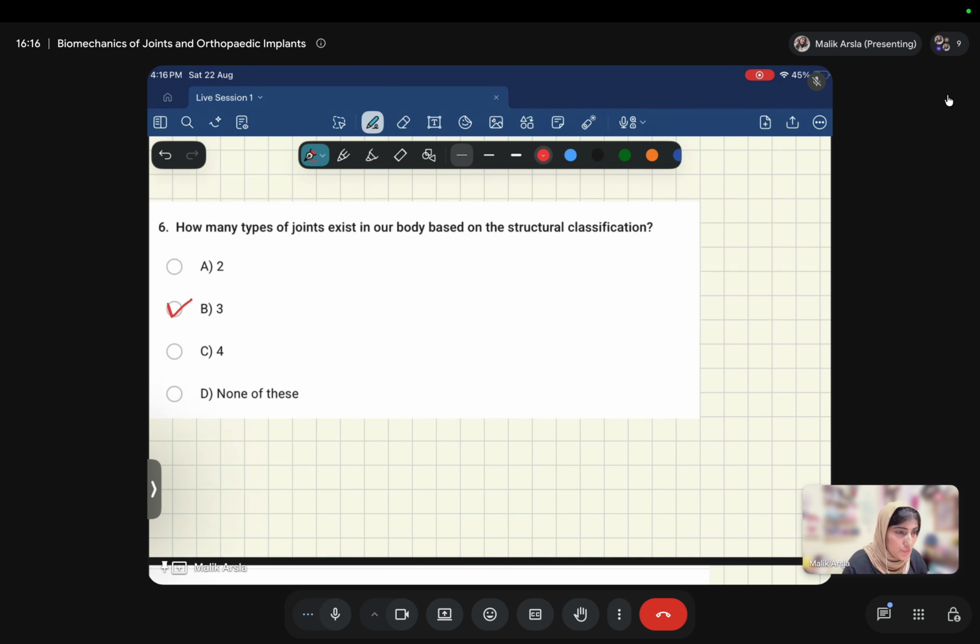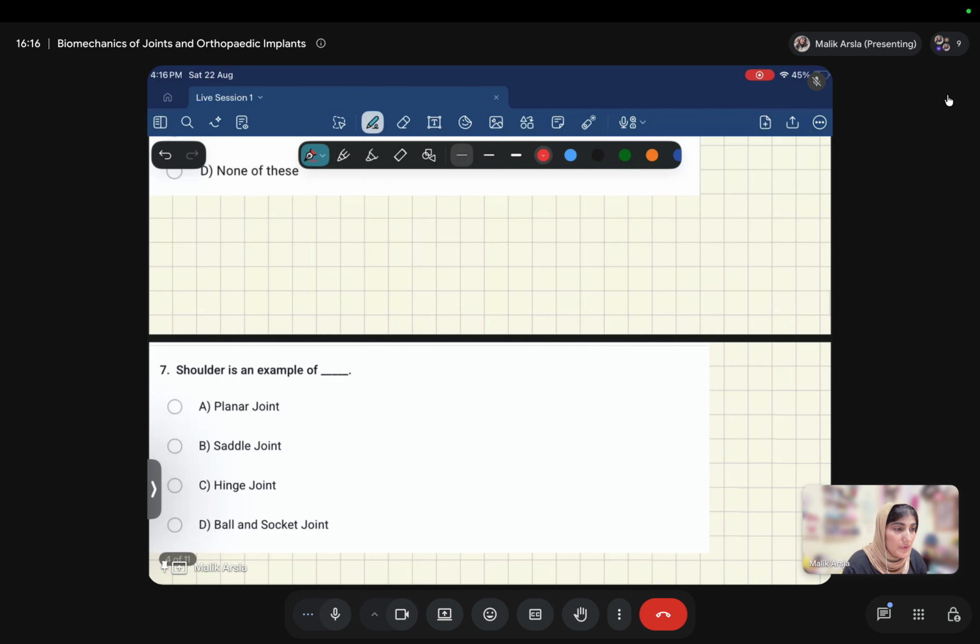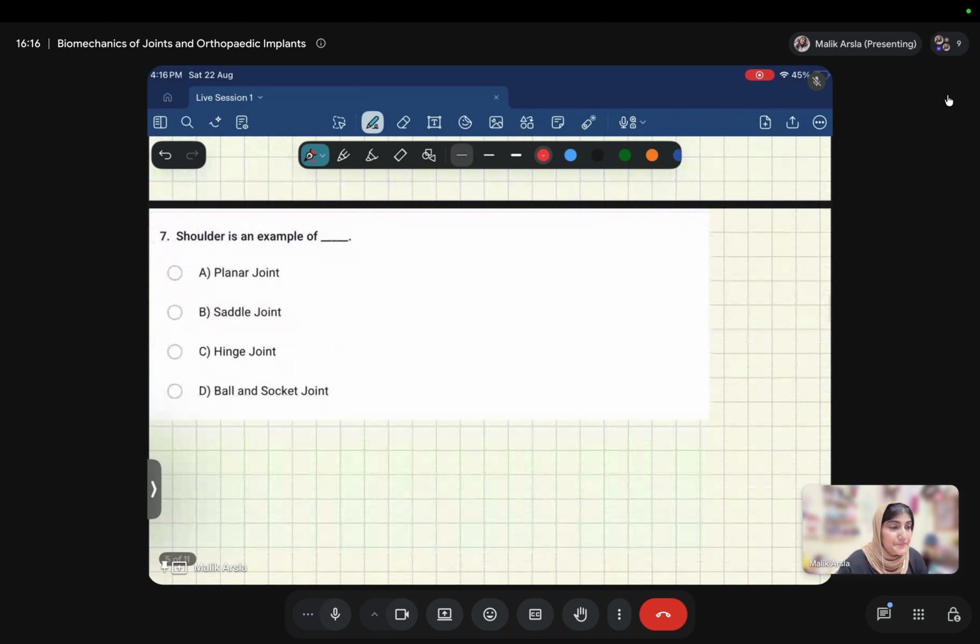Okay, now moving to the next question. So the shoulder is an example of, it's very simple. What should be the correct answer? Yeah, so shoulder is an example of ball and socket joint.